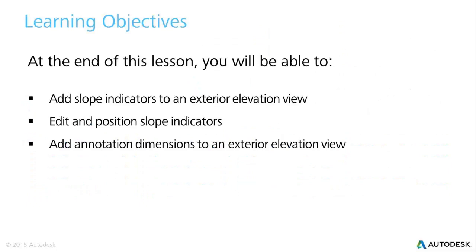Let's review the learning objectives for video 8. At the end of this lesson, you will be able to add slope indicators to an exterior elevation view. Next, we'll edit and position those slope indicators and also modify its text value locations. And then finally, we'll wrap up by adding annotation dimensions to an exterior elevation view. With that, let's get started.